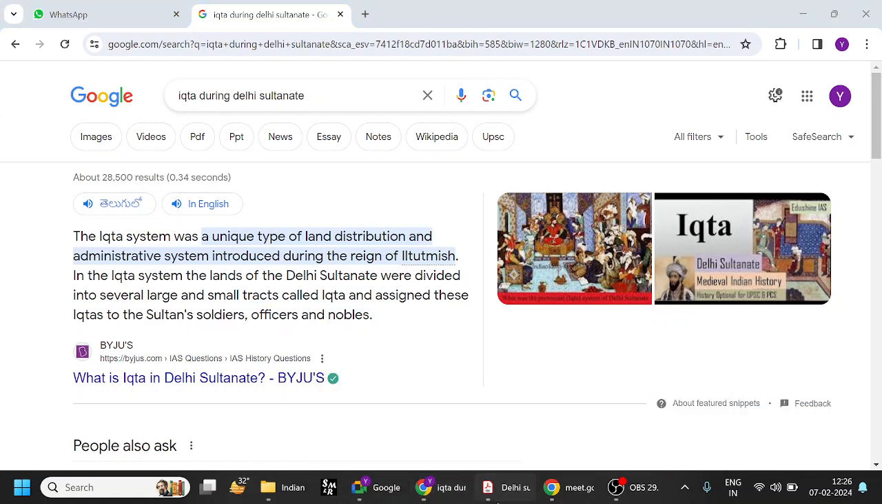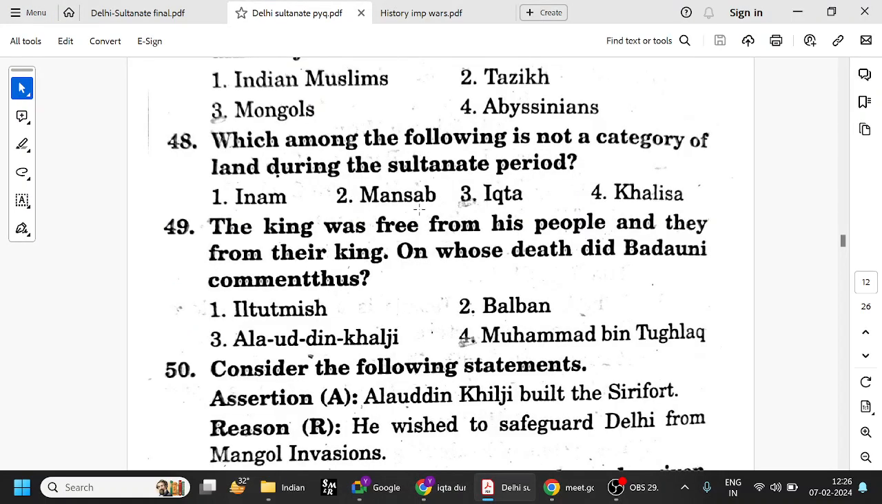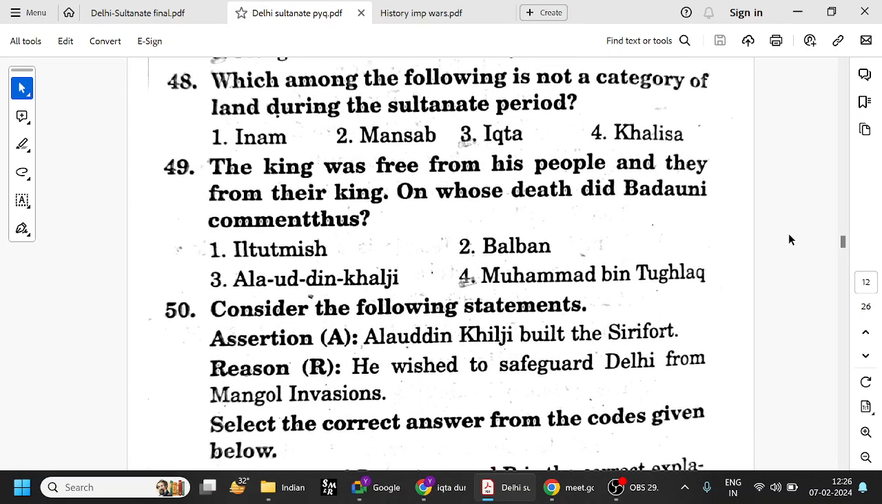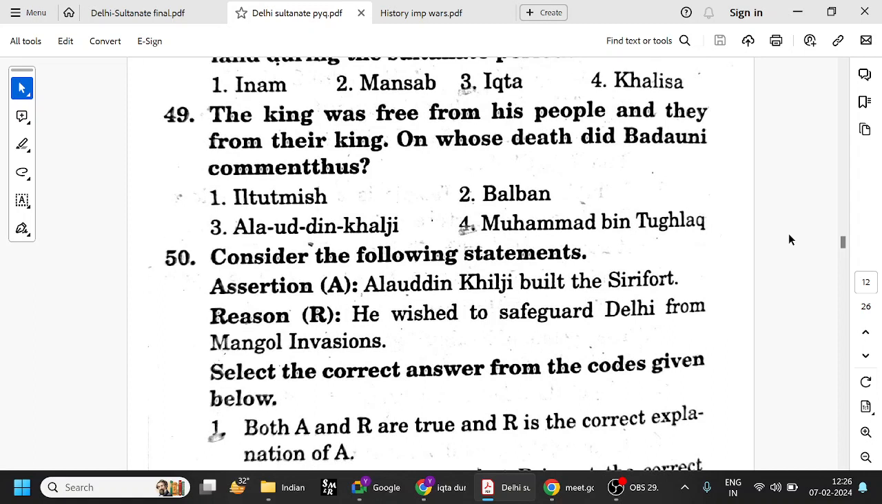So let us look at the question. Even Mansab is wrong actually. Inam is a type of land. Khalisa is a type of land. Ikta is a type of land distribution system. And the Mansabdari system is from the Mughals. So based on that, you can see which is the best answer. In this case, there is not clarity. Anyway, the king was free from his people and they are free from their king. Obviously, first and foremost, you have to remember Muhammad bin Tughlaq.